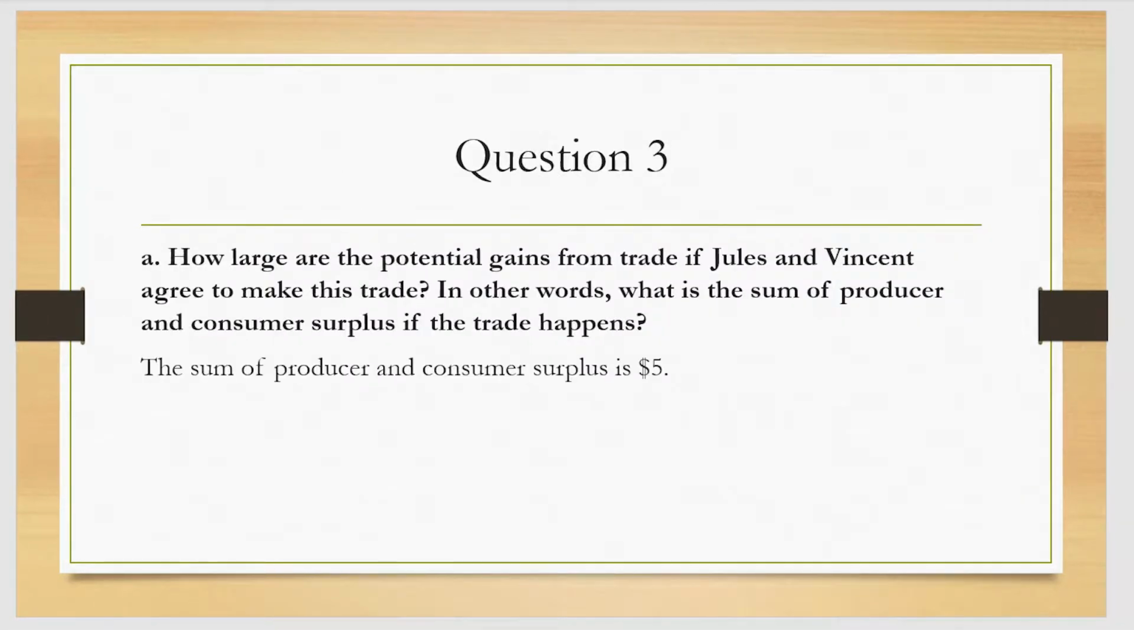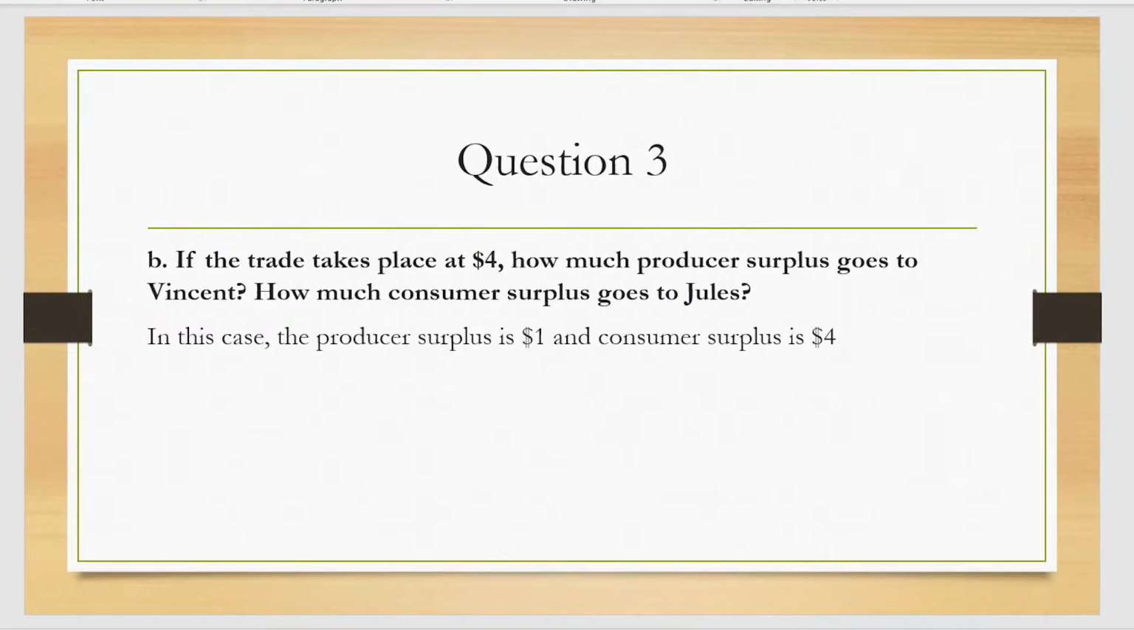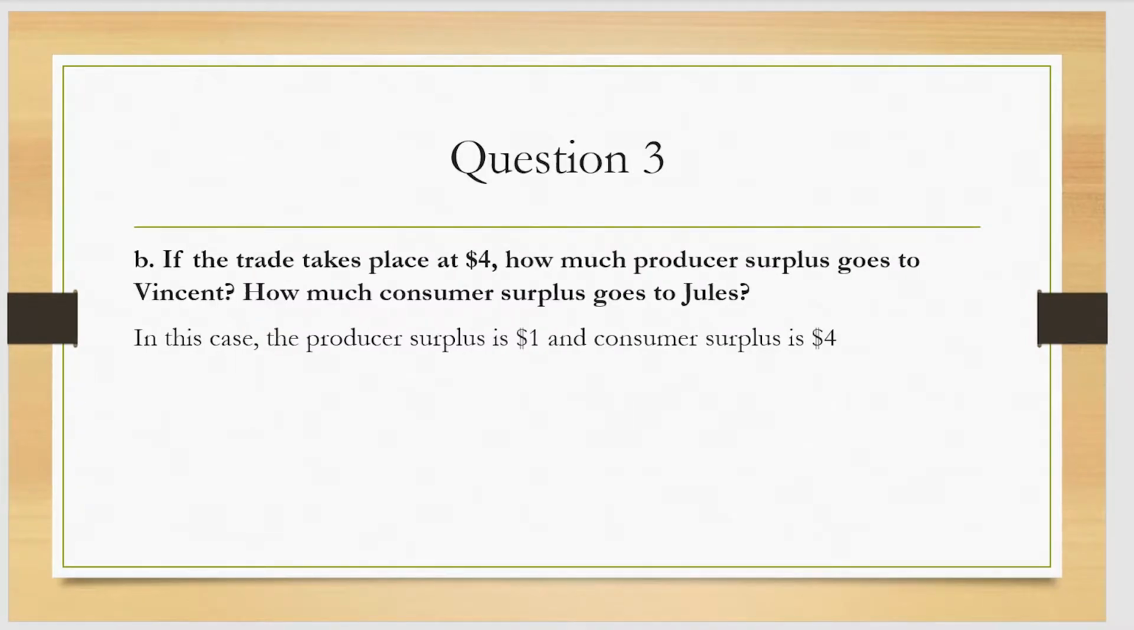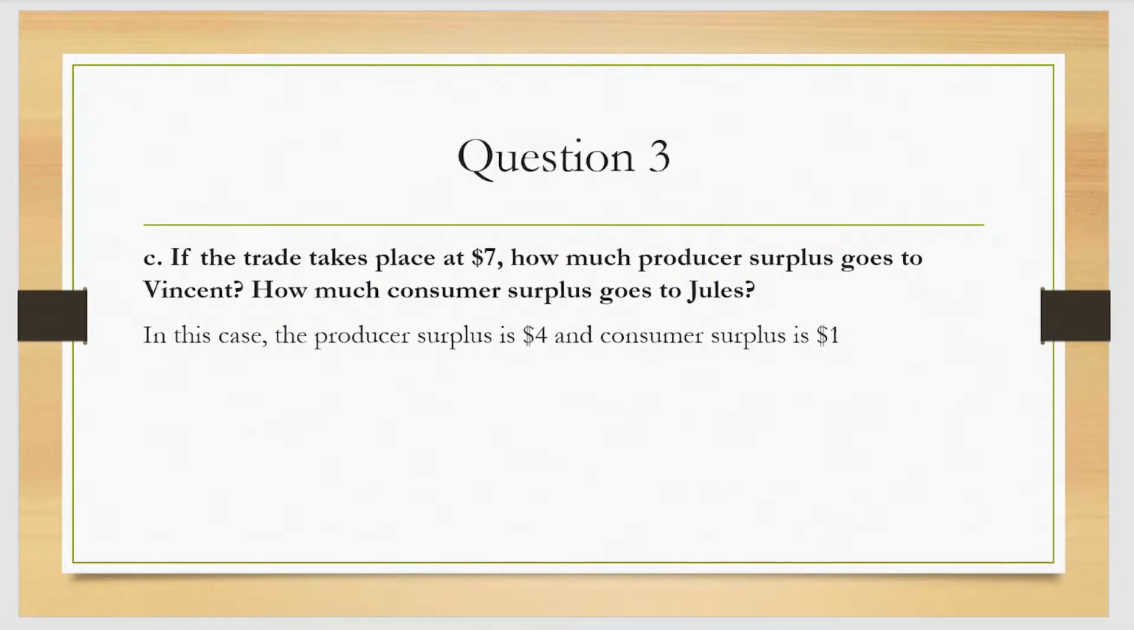in general. Question 3. Part A, the sum of producer and consumer surplus would be $5. If the trade takes place at $4, then the producer surplus would be $1 and the consumer surplus would be $4. When the trade takes place at $7, the producer surplus is $4 and the consumer surplus is $1. As you can see, in either case, the total adds up to $5.